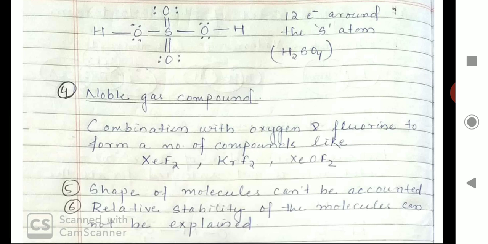And then finally we said that the shape and the relative stability of the molecule cannot be explained using the octet rule.